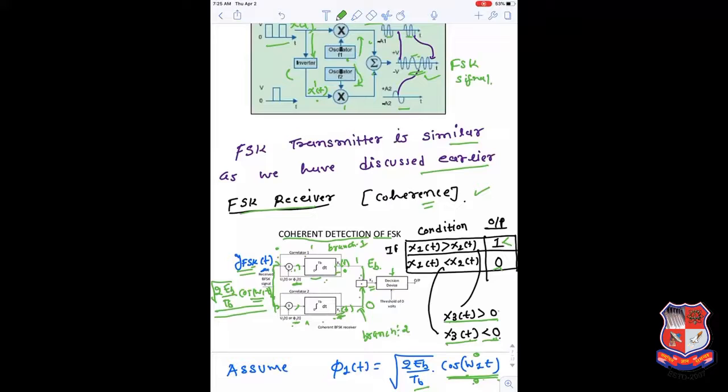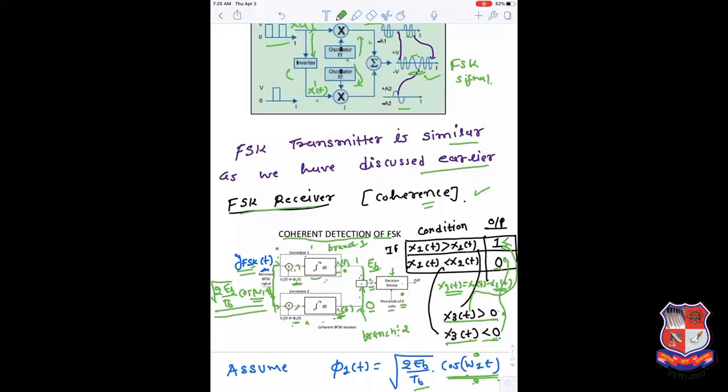So x3 of t is simply the difference between the first branch, and it is basically a comparator which compares every value with 0. If x1 of t is larger than x2 of t, the difference x3 of t is x1 of t minus x2 of t. If that is greater than 0, we encode it as a 1. If x2 of t is larger, the difference x3 of t will be negative, and that would be decoded as a 0.